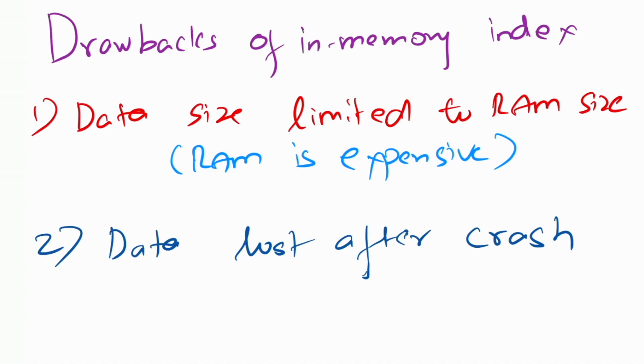If they don't, the keys that don't fit have to be O of n again, because you have to go and search the file. There's no other way. The second drawback is that data is lost after a crash. Since the index is stored in memory, if your machine crashes or comes down for whatever reason, your data is lost because data is stored in RAM and RAM is volatile.